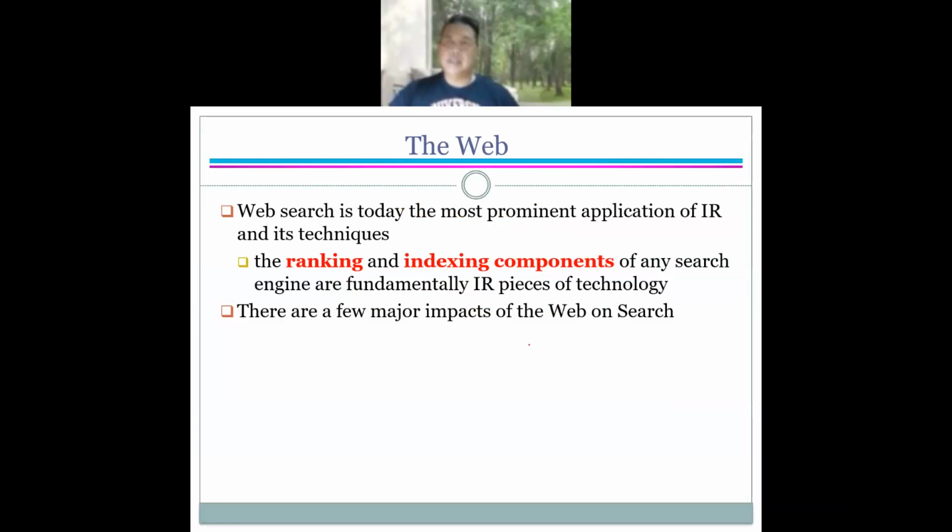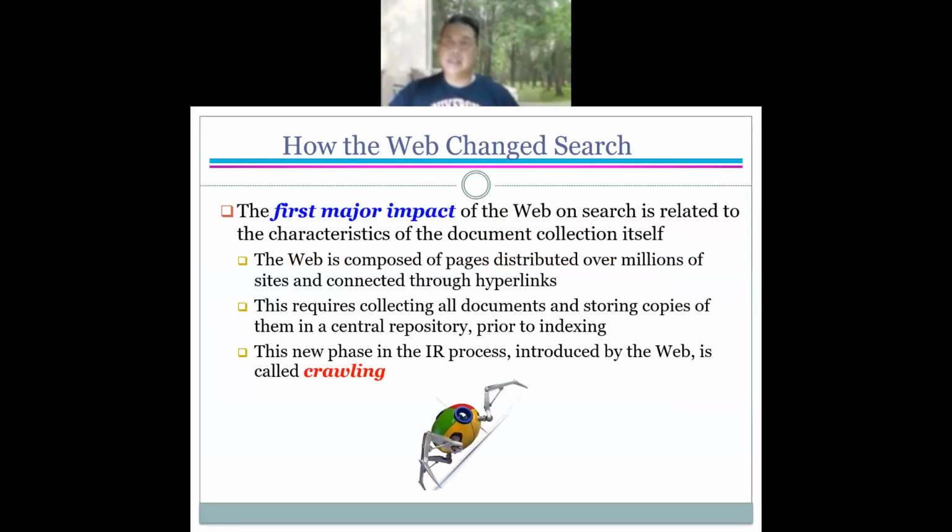Google uses certain techniques in ranking and indexing the articles it has for information retrieval. Because of the web, there are a few major impacts of the web on search. The first one is that we need a crawler. A crawler is just a program that runs based on the HTTP address. If you type any URL, you will have a landing page, so you can start from there.